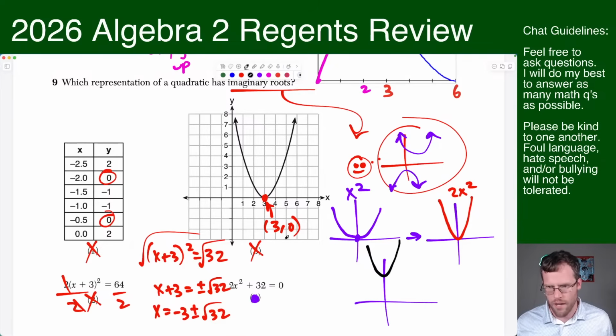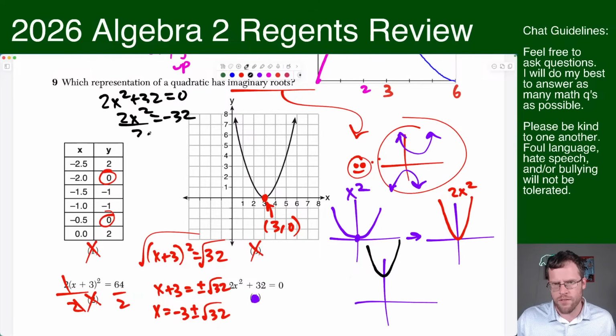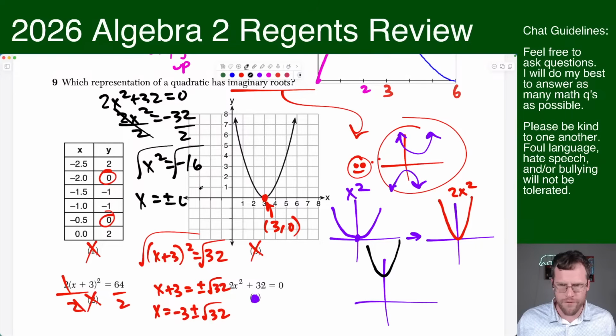See, it doesn't hit the x-axis. If you even wanted to find the roots here, 2x squared plus 32 equals 0. You could subtract 32, divide by 2, and then x squared equals negative 16. Take the square root of both sides, and you get x equals plus or minus the square root of negative 1, which is i, and the square root of 16 is 4. So I could just say 4i. So these are the imaginary roots.